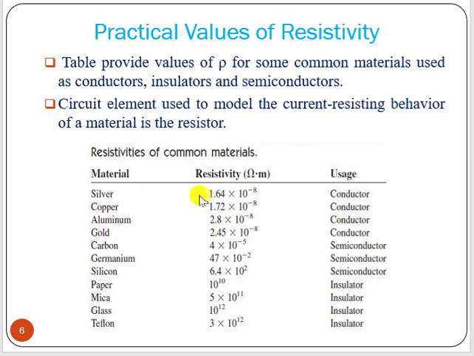Silver, you can see, has a very small value, 10 to the minus 8, and acts as a conductor. Silver, copper, aluminium, and gold are all conductors. When the resistivity is in the range of 10 to the minus 5 to 10 to the power 2, it acts as a semiconductor, like carbon, germanium, and silicon. When the resistivity value is very high, 10 to the power 10, 11, 12, those act as insulators. So very small resistivity means conductor, moderate means semiconductor, very high means insulator. Examples are paper, mica, glass, and Teflon.